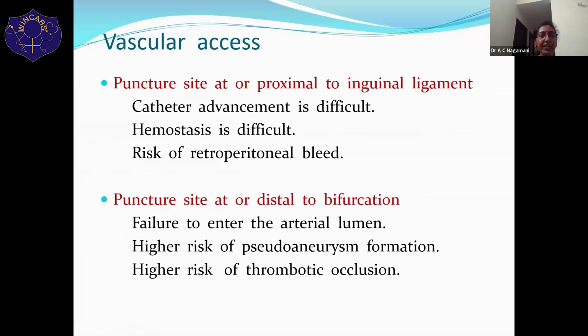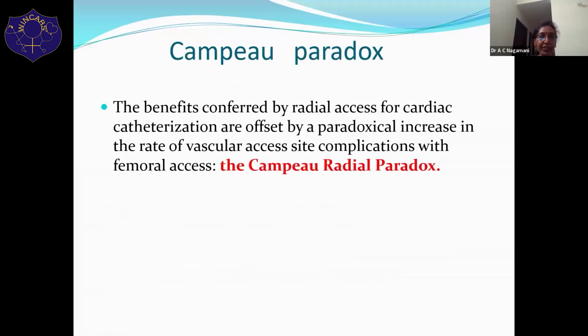So the puncture site is very important in femoral artery access, because if it is at or proximal to the inguinal ligament, our catheter advancement becomes difficult. Hemostasis is also difficult, and there is always a risk of retroperitoneal bleed. What happens if the puncture site is distal to the bifurcation? We may not be able to enter the arterial lumen. There is a higher risk of pseudoaneurysm formation and a higher risk of thrombotic occlusion.